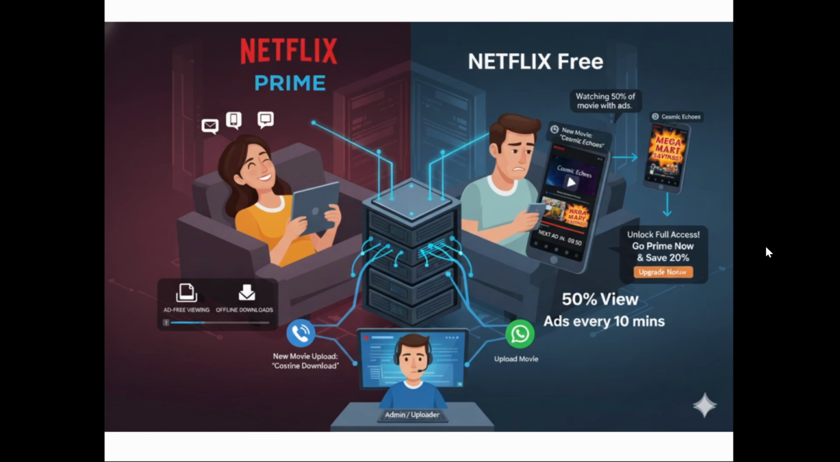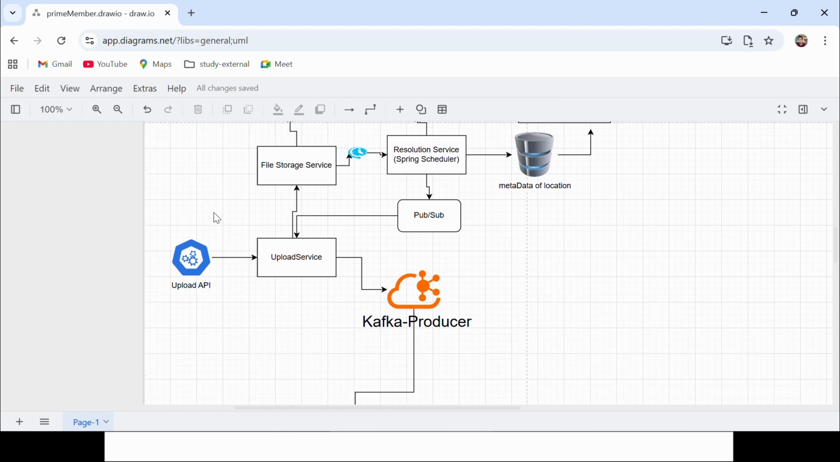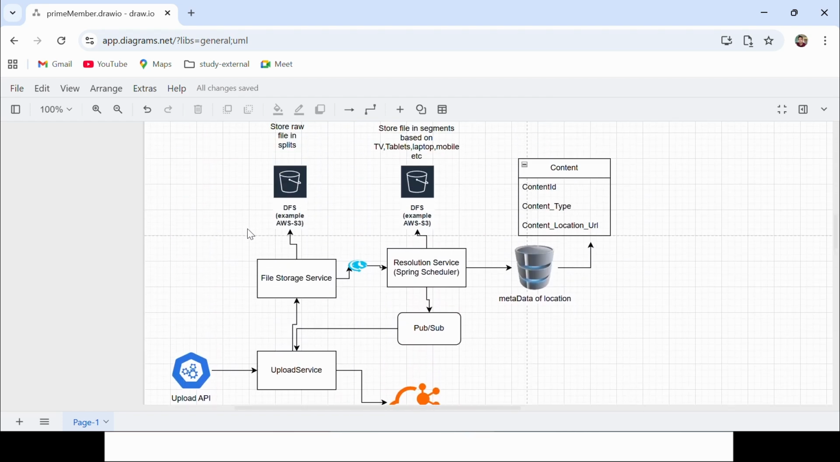In this scenario, we'll be discussing the uploading of the video and how it can be divided into two parts, let's say Prime and Netflix free. There can be one more part, let's say the trial version, Netflix trial, if somebody wants to try for 1 month, so that you can also do. But let's stick to these two users as of now. Based upon my understanding, this is the system design. I have done it, so I'll go through each and every step of how it works.